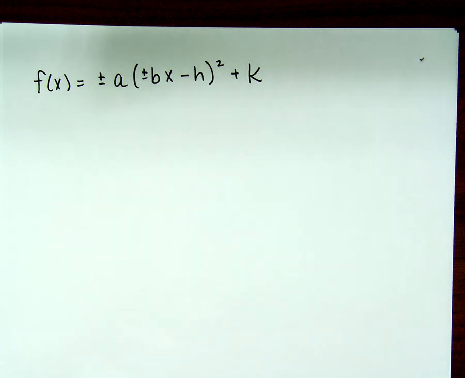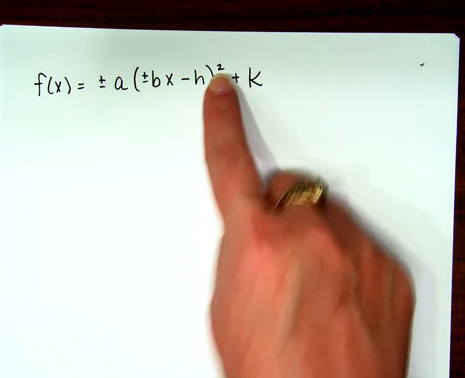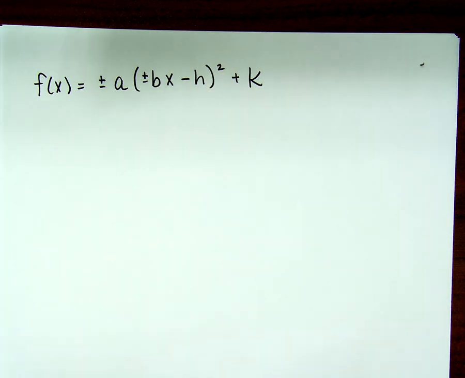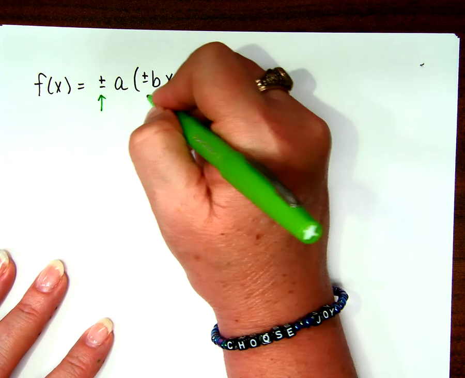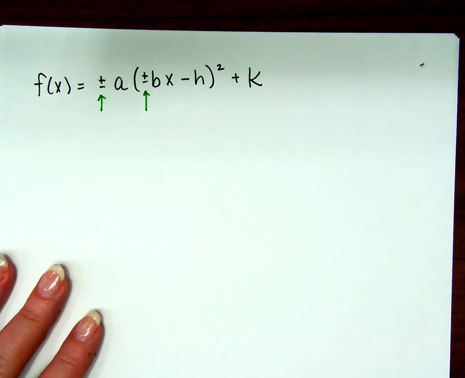What parent function is this, or what parent function would this be a transformation for? Quadratics, right? That's a parabola. It's quadratics because this is squared. It's the one we worked with most often. You also worked with it in Algebra 1, so you've been dealing with it for a while now. So I want you to tell me about these two plus and minuses I put there.